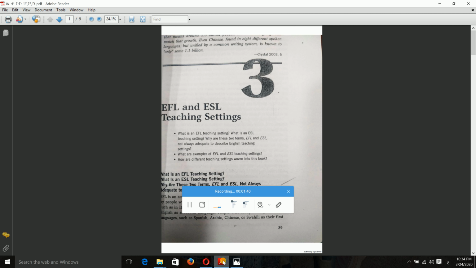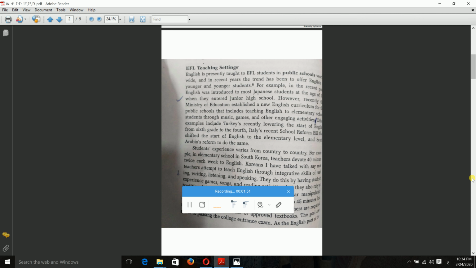So, Chapter 3, page 39, discusses these terms in detail. Now, as I told you, what is required from you is EFL teaching settings. EFL teaching settings.